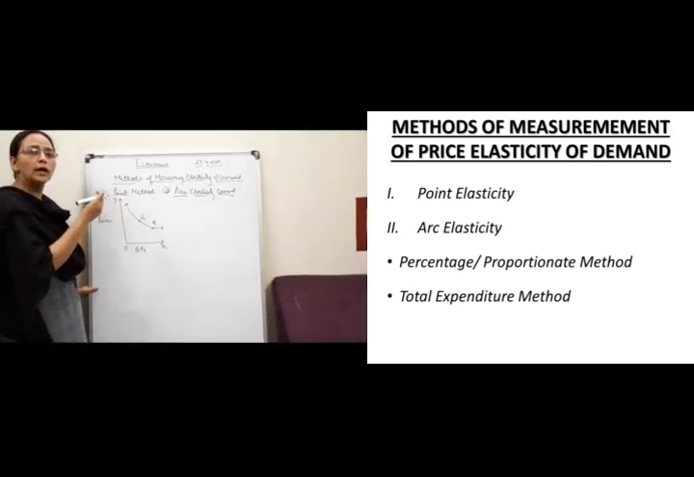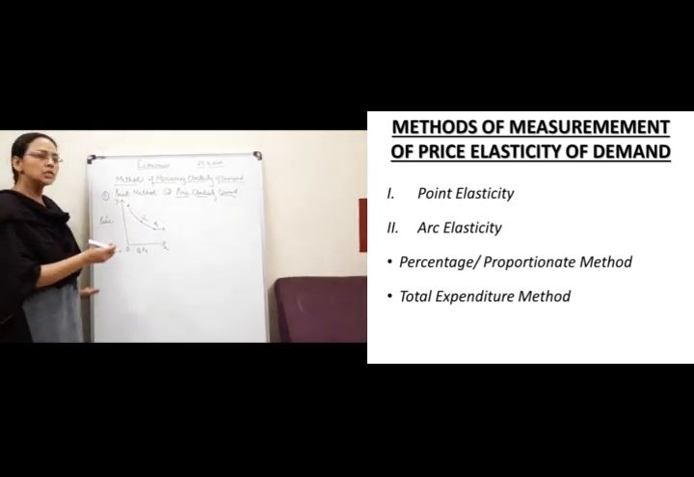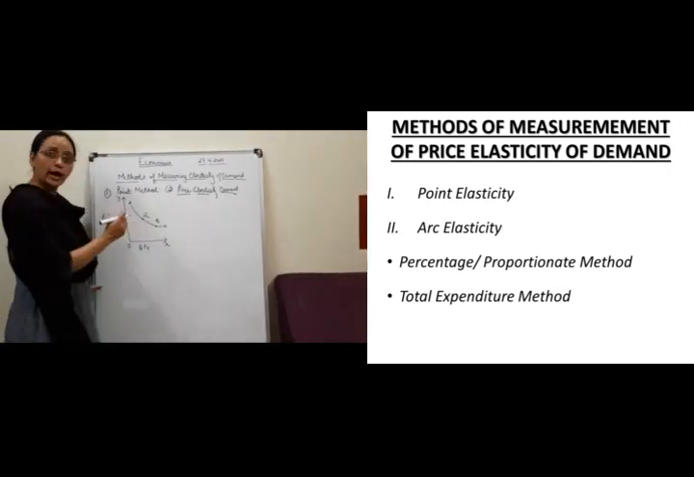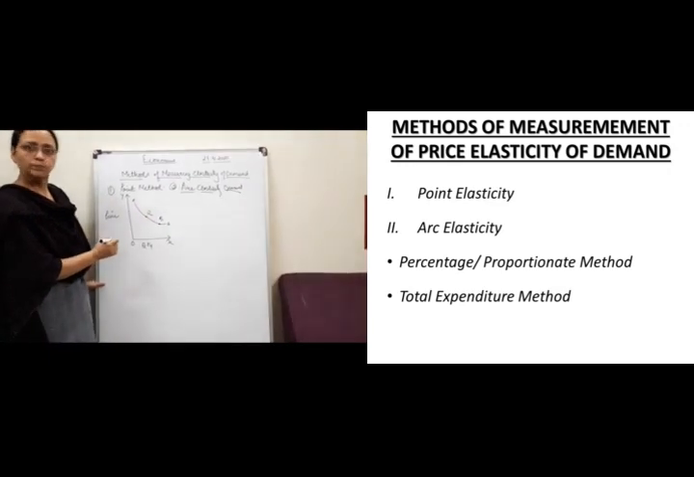Now the difference between these two: when you are measuring point elasticity, the changes in price and quantity are very small. If you want to measure very small changes, then you use point elasticity. But if the changes are more or larger, then you take up the arc elasticity method.